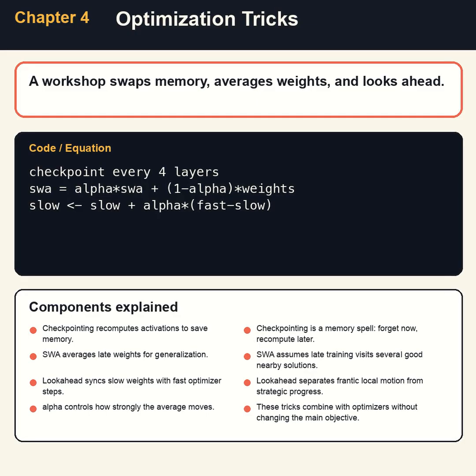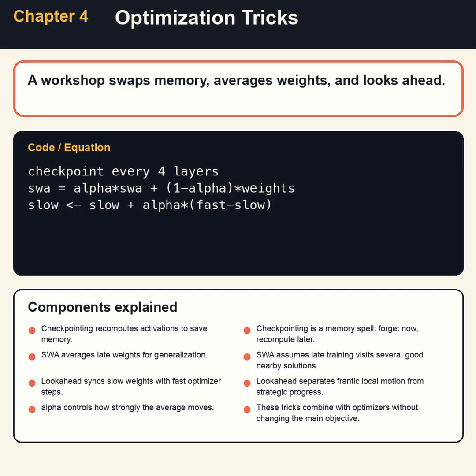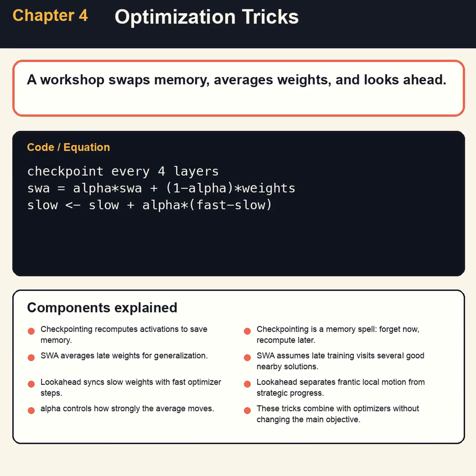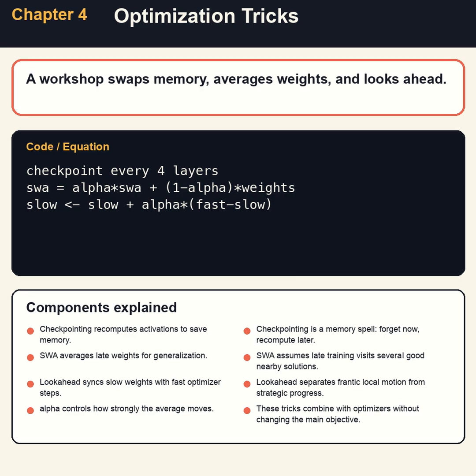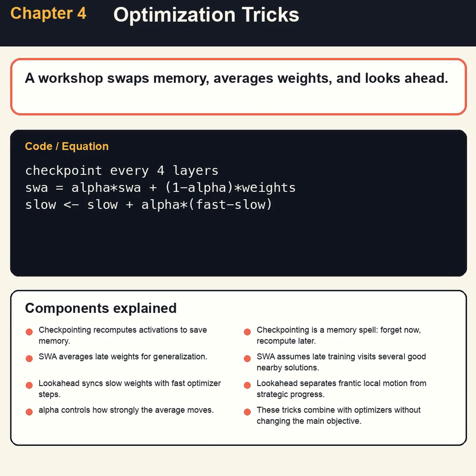These techniques exist because real training is constrained by hardware and noise, not just calculus. Checkpointing was born from the need to train deeper models than memory allowed. Weight averaging turns jitter into a smoother final model. Look ahead makes the optimizer feel less impulsive, like a mentor catching the hero before a reckless leap.